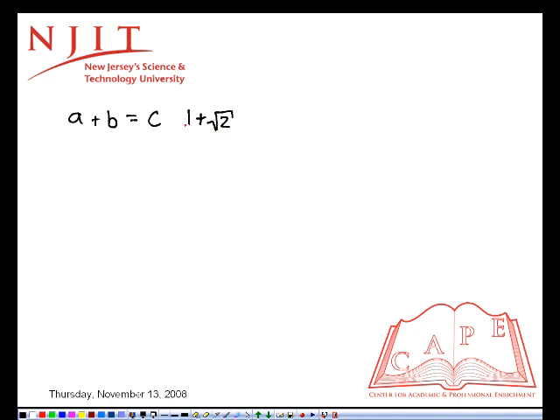This closure property can also be applied to multiplication. So here's another example. If A is real and B is real, then A times B will give us C, which is also a real number. Another example, 2 times pi. 2 is a real number, pi is a real number, so our answer will be a real number as well. Again, this is called the closure property.